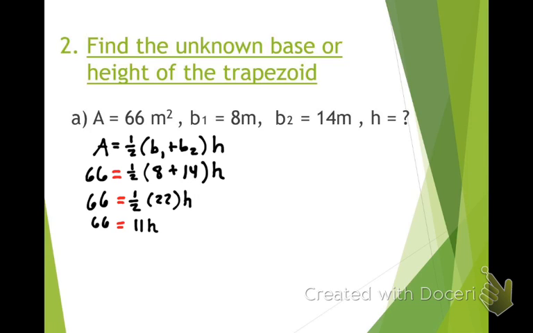Now our goal is to get H by itself. Taylor, how do I get H by itself? Divide by 11 on both sides. When you do that, guys, what's your answer? H equals 6 meters. Okay, H equals 6, and what was it? Meters.